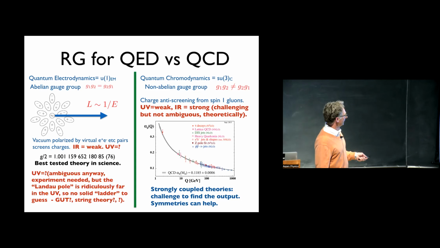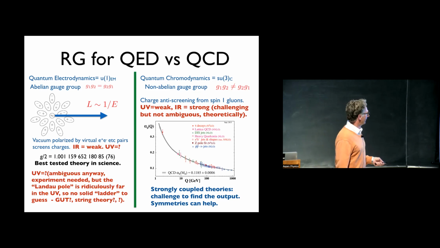On the other hand, coming back to the ultraviolet, it's ambiguous anyway, so experiment is needed to tell us what happens there. For quite a while, since the 1950s, people worried about the ultraviolet because of what's called a Landau pole, which is that either the coupling constant blows up in the ultraviolet or it's zero in the infrared. But the Landau pole is ridiculously far in the ultraviolet, so there's no solid way to guess. All sorts of things could cure this problem, like grand unification or string theory or who knows what. So it's not really a problem that we need to worry about.